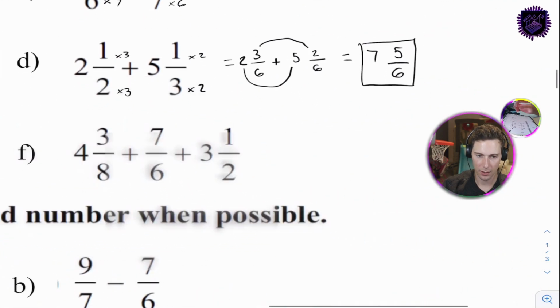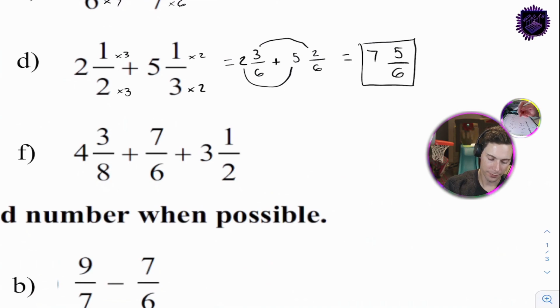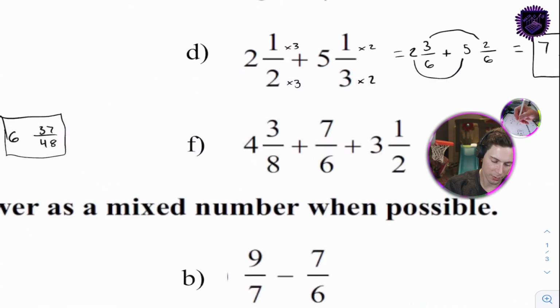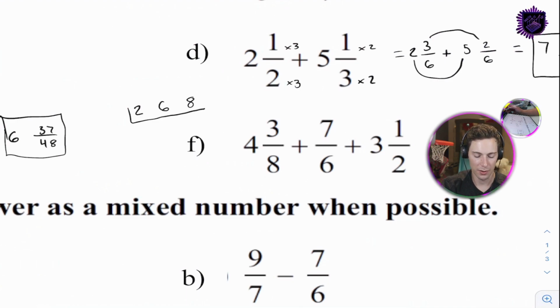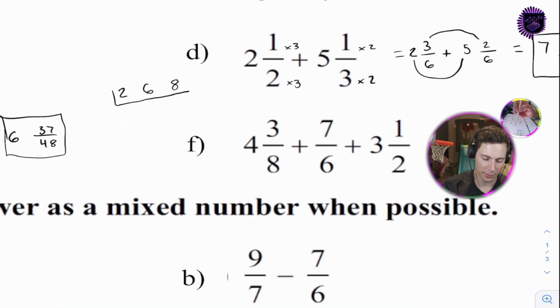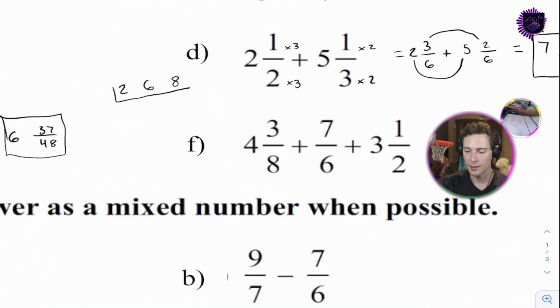F. Question 6F. 2, 6, 8. Now, if we want to do this again, let's go 2, 6, 8. As I was doing my last one, I remembered when you stop. You stop when there's no more common factors, not when everything's prime. That still works, but you can stop when there's no more common factors and still get the lowest common multiple.